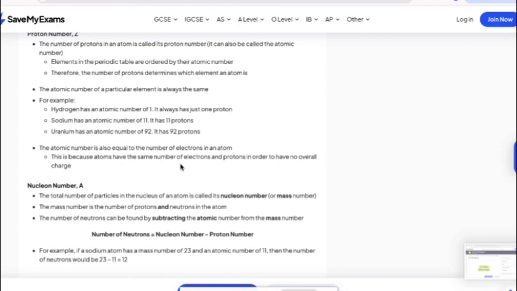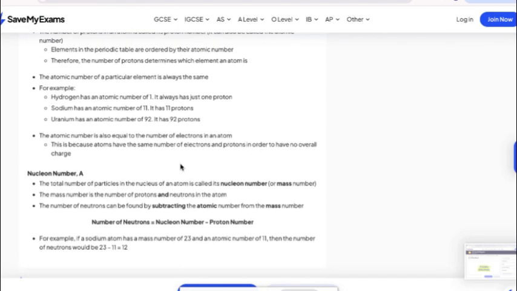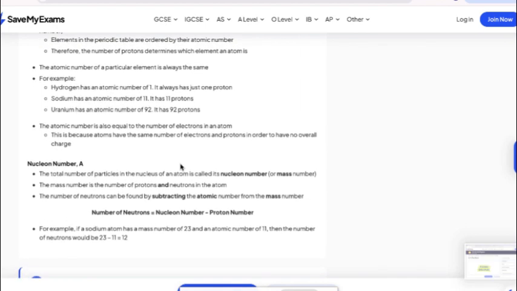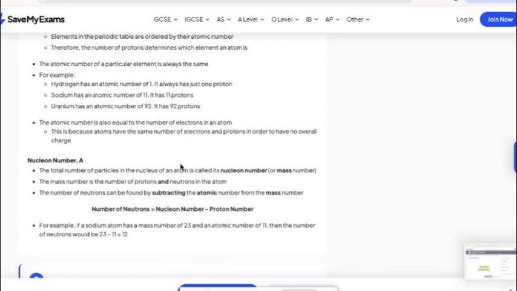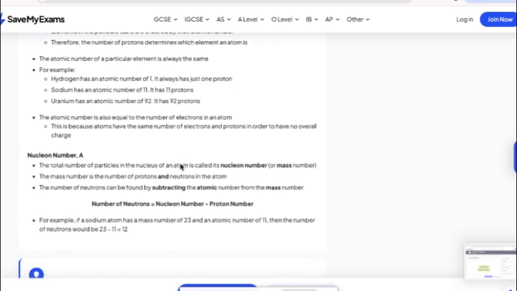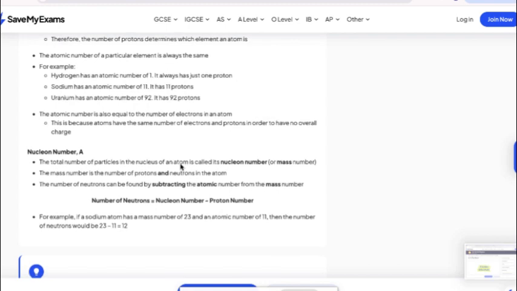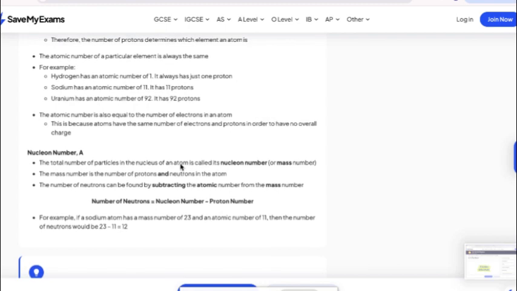For example, hydrogen has atomic number 1, so it always has just 1 proton. Sodium has atomic number 11, so it has 11 protons. Uranium has atomic number 92, therefore it has 92 protons. The atomic number is the number of protons. The atomic number is also equal to the number of electrons, because the number of protons is equal to the number of electrons.